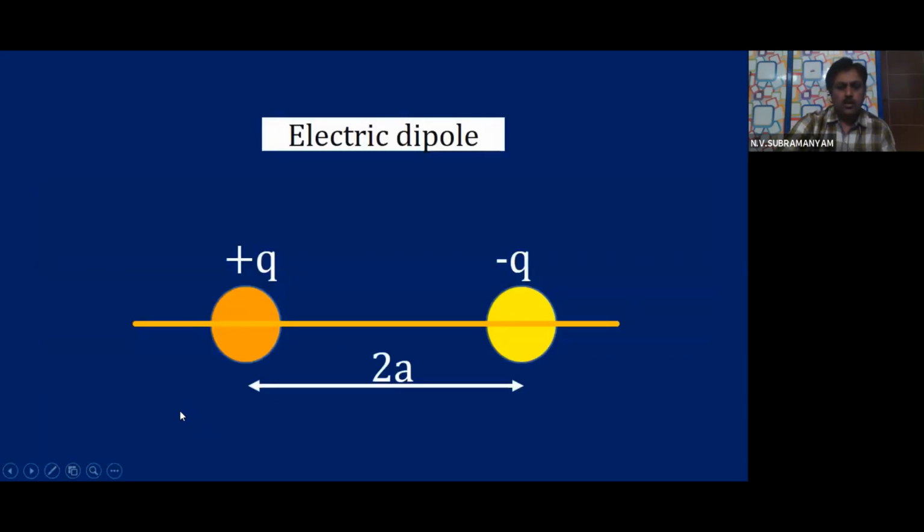On the screen you are able to see an electric dipole. You have already dealt with this in your unit 4, electric charges and fields lesson. What is an electric dipole? A system consisting of two equal and opposite charges, plus Q and minus Q, separated by distance 2a.